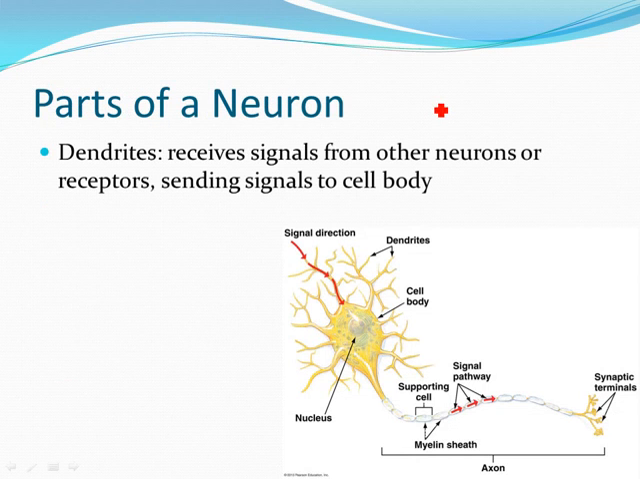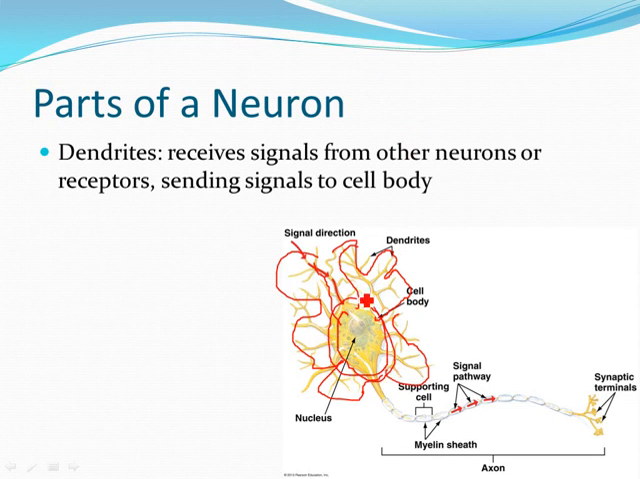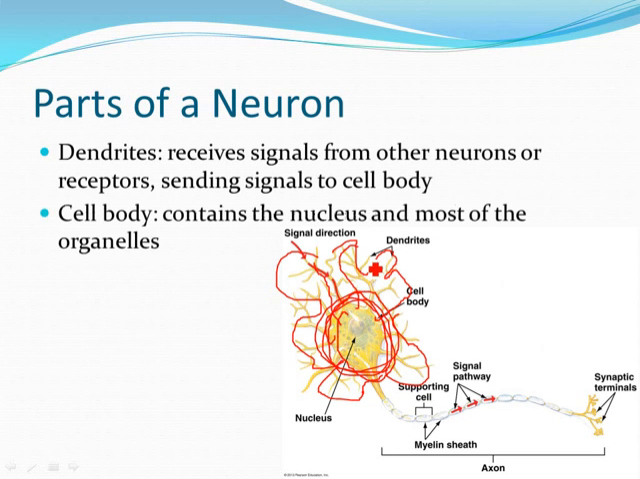There are different parts of the neuron itself too. First of all, we have the dendrites, as you can see all over here. All these are dendrites all over here. And these dendrites receive signals from either other neurons or receptors. And then they're going to send signals from the dendrites to the cell body here. And the cell body contains the nucleus and most of the organelles within the neuron itself.